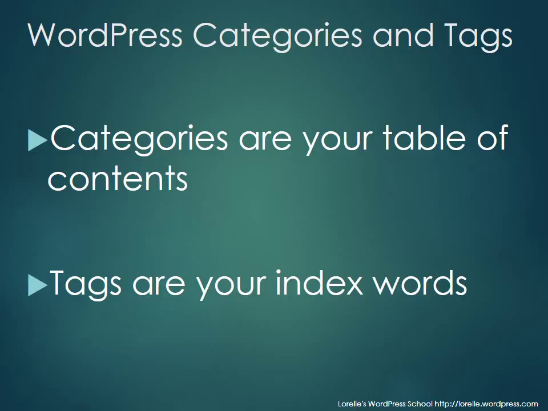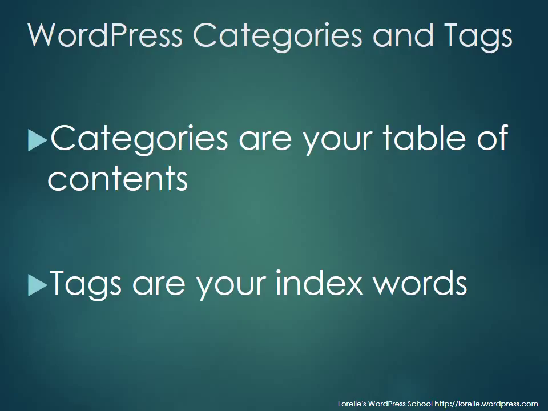Here's another analogy to help you remember the difference between tags and categories. Categories are your table of contents. Tags are your index words. Now, if you think about your site as a book, it makes it much easier to figure out where you put different things and how you organize all the content.